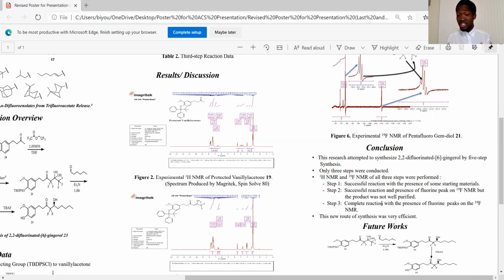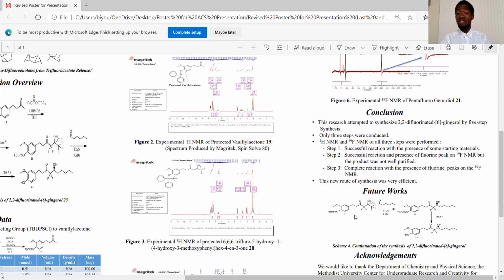In step one, we had a successful reaction with the presence of some starting materials. In the second step, a successful reaction also occurred, and there were fluorine peaks that were really satisfying, but the product was not well purified, I will say. And for step 3, we had a complete reaction because of the 2 different fluorine peaks, the quartet and the triplet, found on the fluorine NMR spectrum.